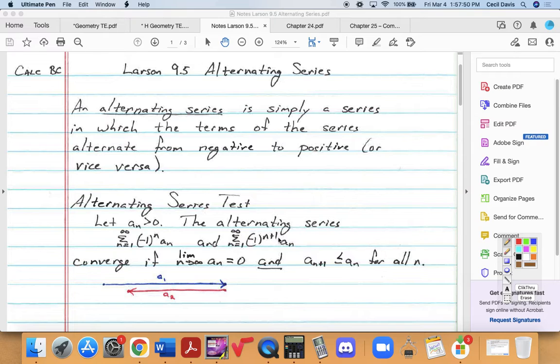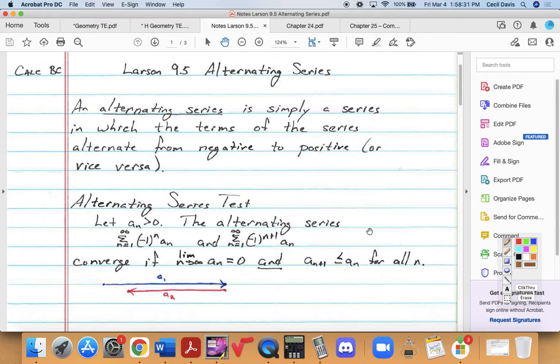So those alternating series will converge if two things happen. There's only two conditions. The limit as n goes to infinity of a sub n is equal to 0, which is necessary for passing the nth term test for divergence anyway. And the terms are always getting smaller. That is, a sub n plus 1 is less than or equal to a sub n for all n. So the terms have to be getting smaller to 0. That's it.